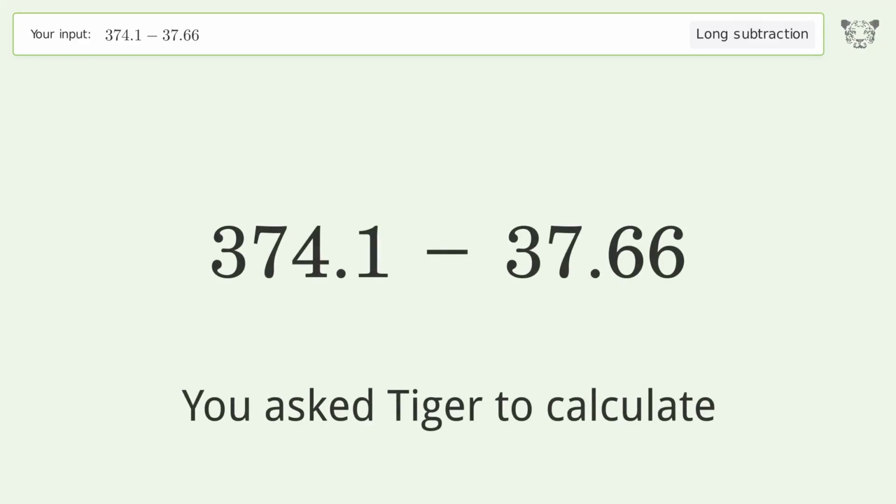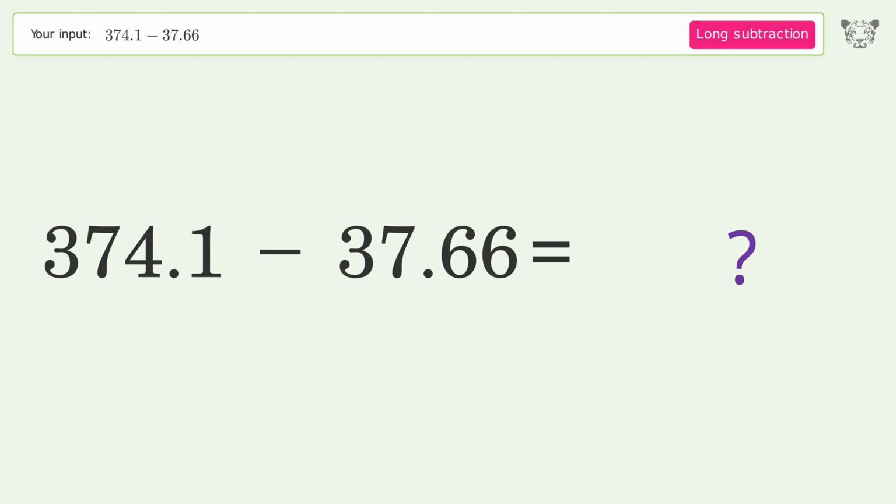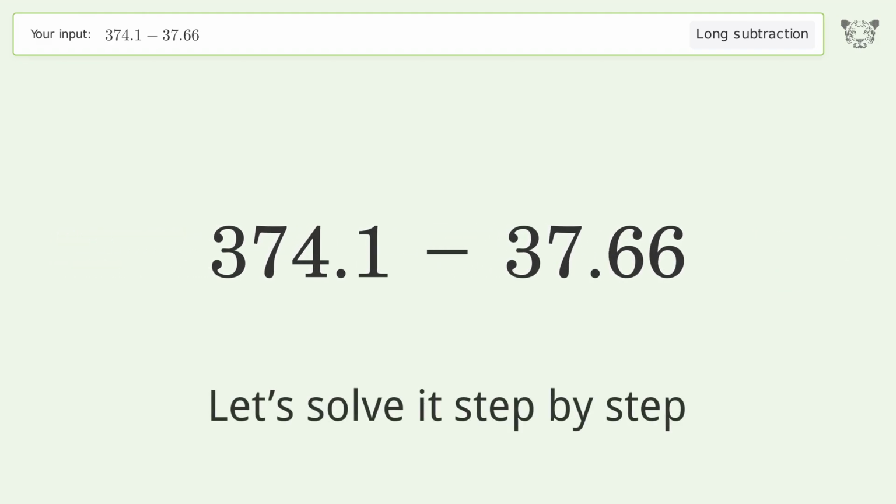You ask Tiger to calculate. This deals with long subtraction. The final result is 336.44. Let's solve it step by step.